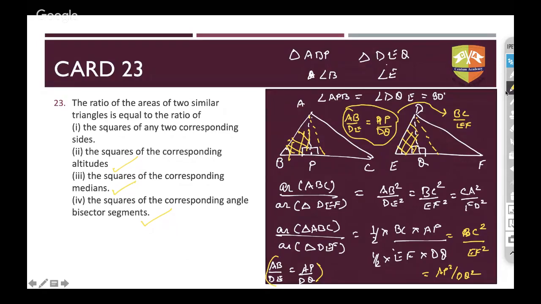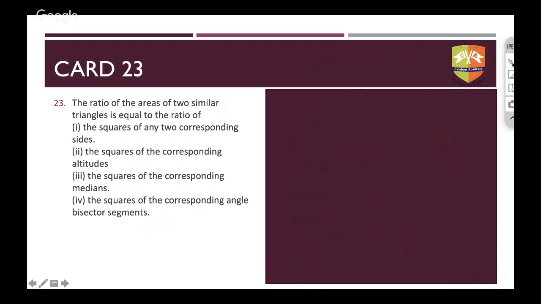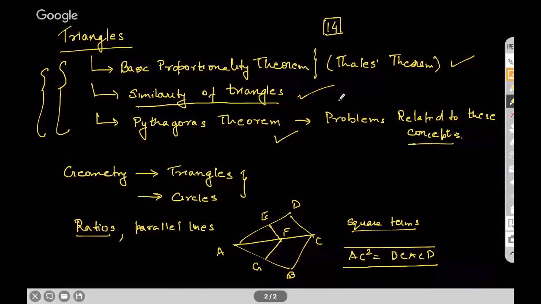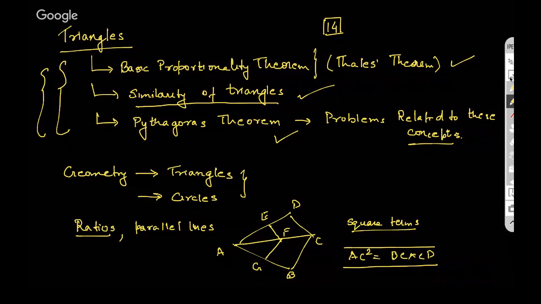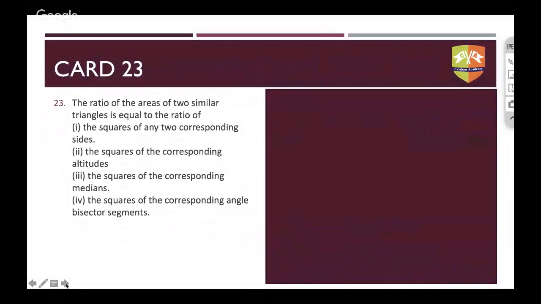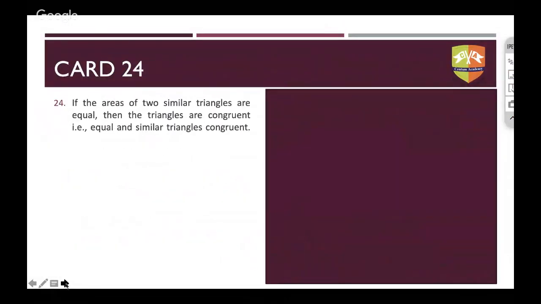If you remember, we were talking about similarity of triangles. We saw lots of applications, including the ratio of the areas. Now let's go to card number 24. If the areas of two similar triangles are equal, then the triangles are congruent. That is, equal and similar triangles are congruent.